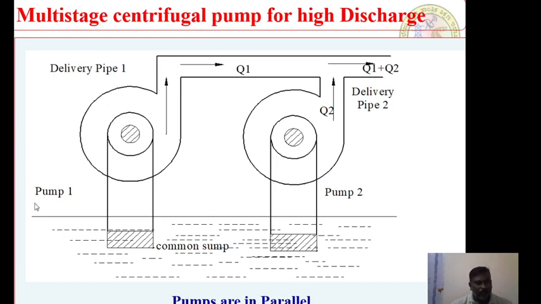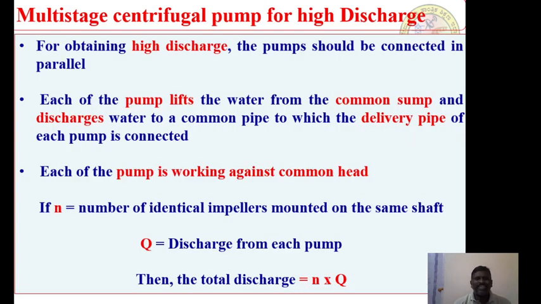Pump 1 is delivering the water through a discharge Q1. Similarly, pump 2 is also delivering the same amount of water with a discharge Q2, right? The discharge available at the outlet of the stage is Q1 plus Q2. That is the delivery pipe 2: it is Q2, it is Q1, therefore Q1 plus Q2. This is the actual arrangement of a multi-stage centrifugal pump for high discharge. For obtaining high discharge, the pumps should be connected in parallel. It is a very important concept.